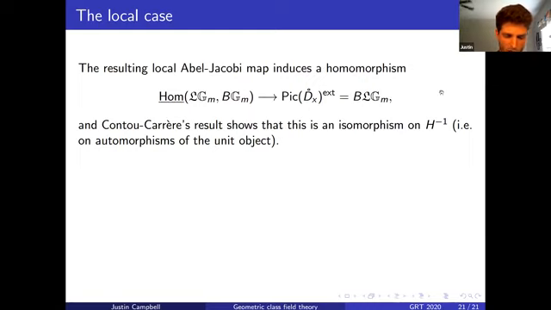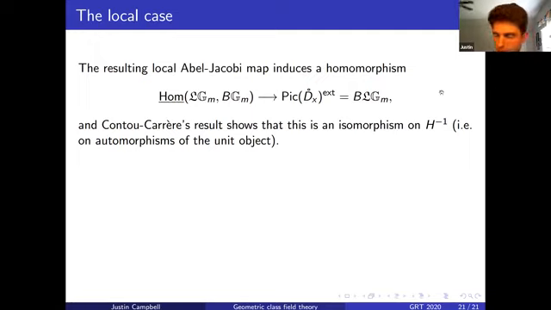Because if I require that my line bundle on the punctured disk extends to the disk, any such thing is certainly trivial, right? And the automorphisms of a line bundle on the punctured disk are just the loop group of Gm. So I have this homomorphism, and the content of Cantou-Carrère's result is that this map is an isomorphism on H^{-1}.